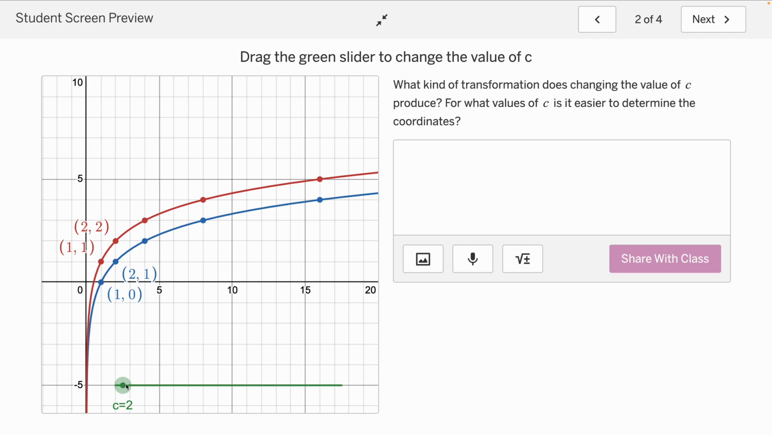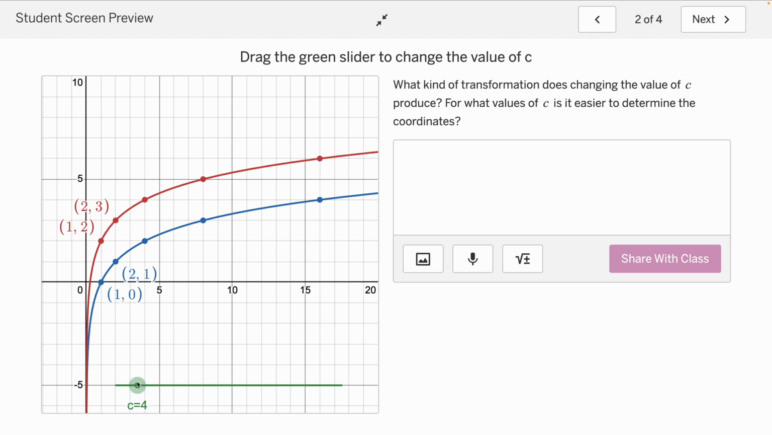If it's 2, what looks like it's happened with my 2 points there? I was at 1, 0, and now I'm at 1, 1. Looks like I went up 1. I was at 2, 1. Now I'm at 2, 2. Looks like I went up 1. You said something about multiplication. What are you multiplying? Not sure. Okay. So let's go to another one. I'm going to skip the 4.